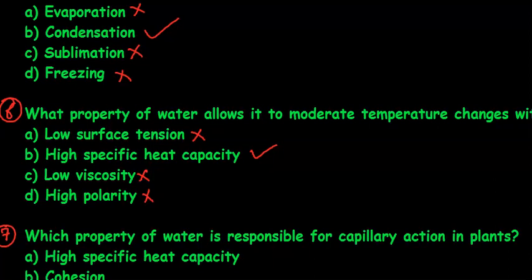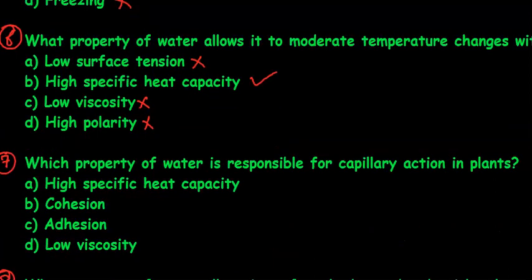What about the seventh one? Question number 7 says, which property of water is responsible for capillary action in plants? We have low viscosity, wrong. Cohesion, no. High specific heat capacity is wrong. The correct answer is what? Adhesion.